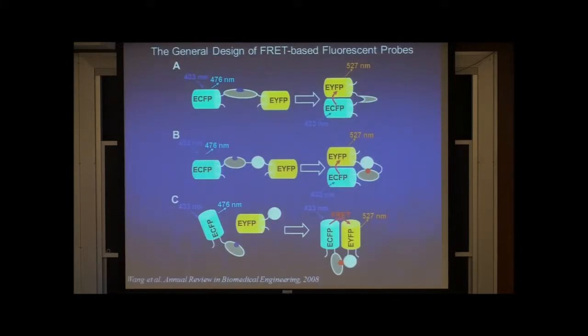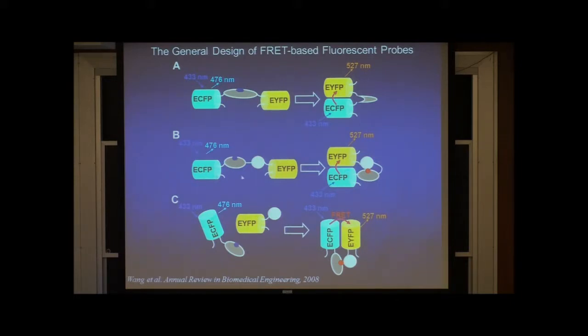Based on this principle, you can design so-called molecular biosensors to detect intracellular molecular activities or biochemical signals. The idea is you can fuse ECFP, which stands for enhanced cyan fluorescent protein, and EYFP, which stands for enhanced yellow fluorescent protein. If you connect these two together by a signaling molecule, ECFP serves as the donor and EYFP serves as the acceptor. When this signaling molecule changes conformation upon stimulation, you will see a FRET change. Okay? So by monitoring FRET, you can monitor the conformational change of this molecule.